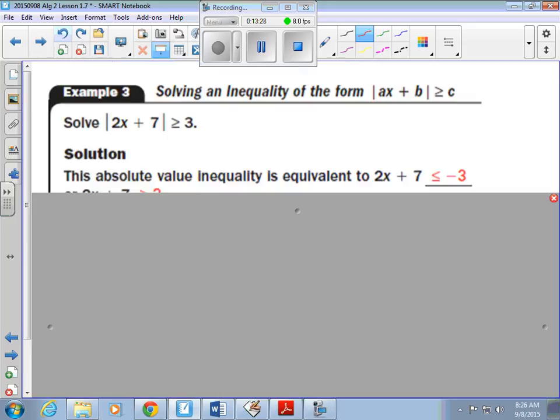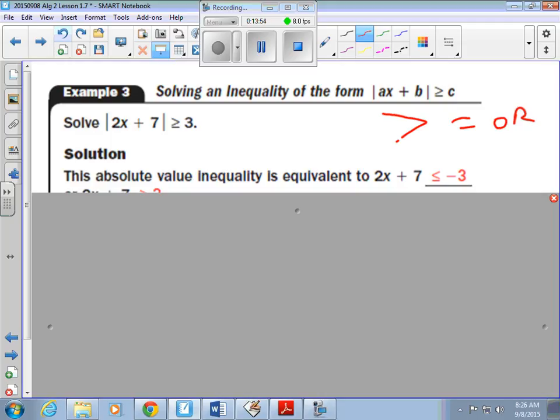And this one says solving an inequality with greater than. The last one we did was and, because it was less than. This one's greater than, so it's going to be or. Greater than is or. Or inequalities usually are much simpler for most people because you just write it as one or you write it as the other one. You write them separate.